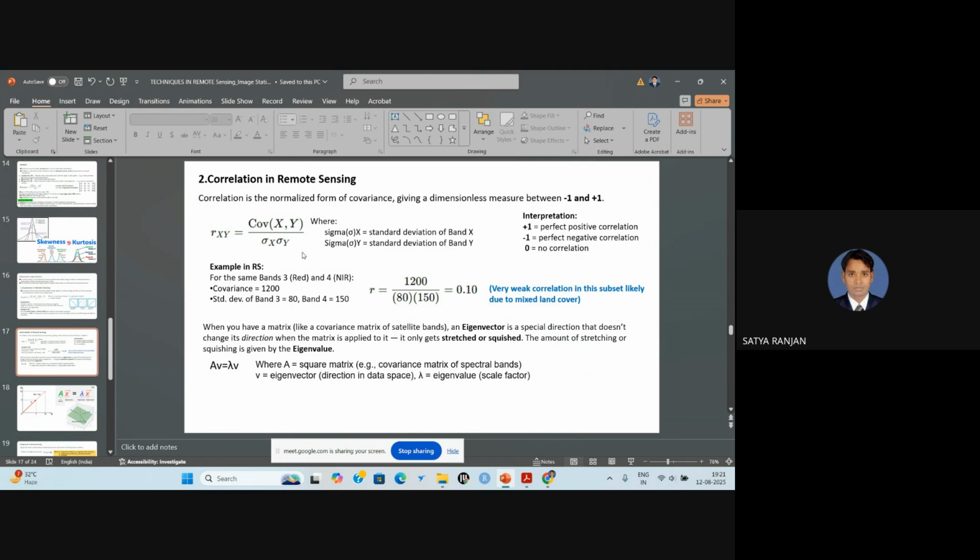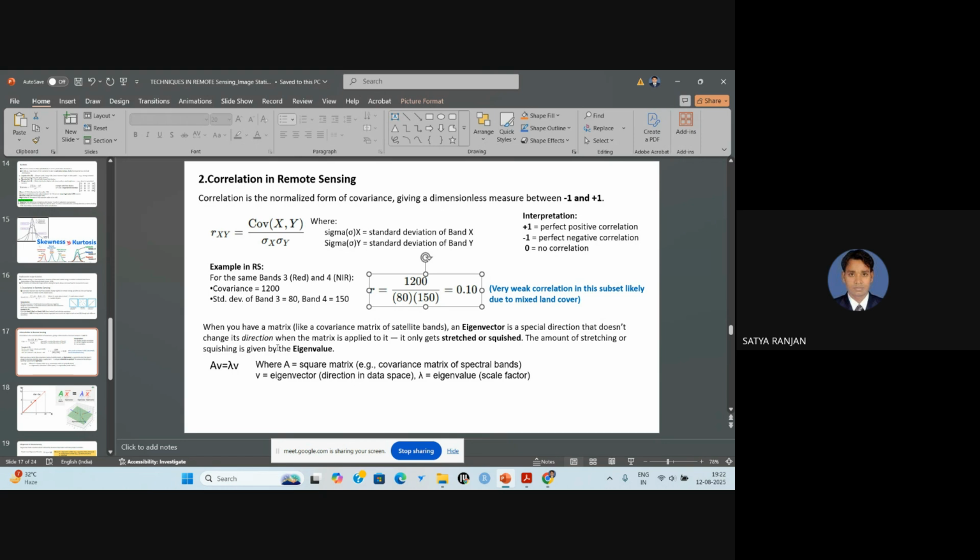This is an example in remote sensing for the same bands. Suppose for bands 3 and 4, red and infrared, the covariance is 1200, the standard deviation of band 3 is 80 and of band 4 is 150. So the correlation is 0.10. It's a very weak correlation in this subset, likely due to mixed land cover. If there is mixed land cover, not a single land cover like a forest area, a river or a reservoir, then the correlation is very weak.